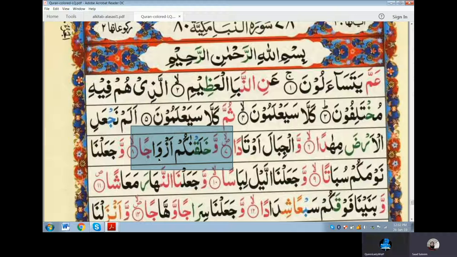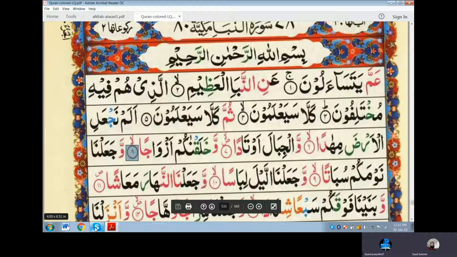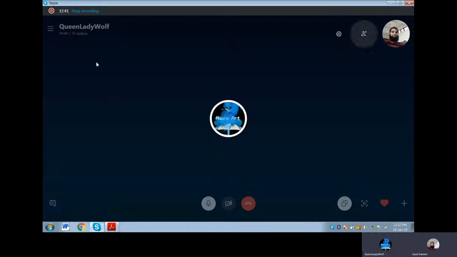Azwaja. Good. Okay. Note the verse number 8. We're leaving off at verse number 8, page number 533.